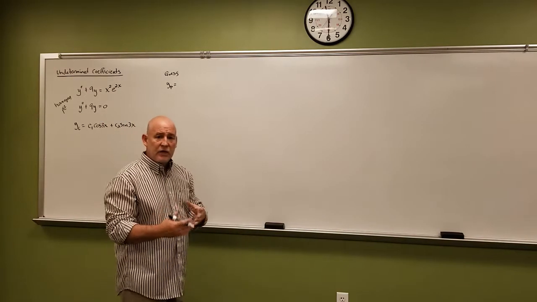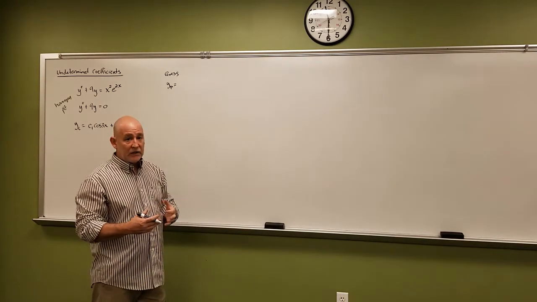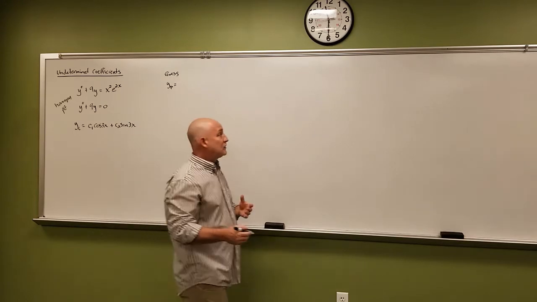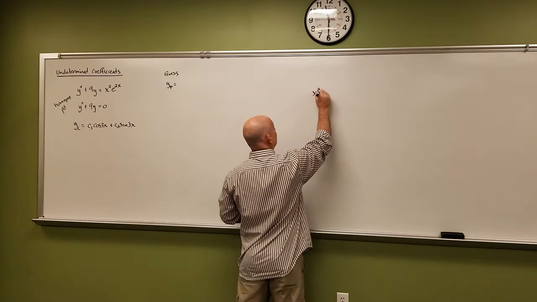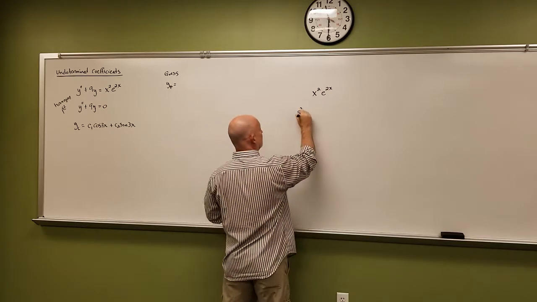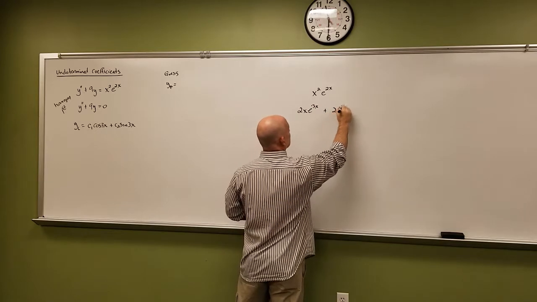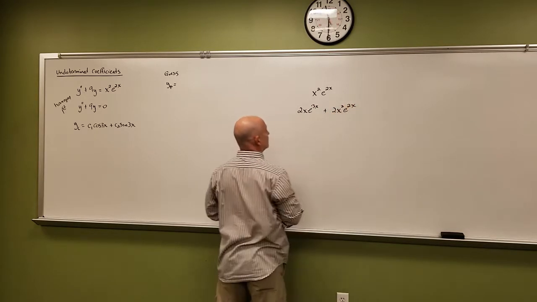So a lot of times your textbook will give you a table on how to represent these, but if you're not sure, you can always take just a few minutes and go over to the side and start doing derivatives real quick. So if you have x squared e to the 2x, start doing derivatives real quick. So I'd have a 2x e to the 2x plus 2 x squared e to the 2x, right? That's just our product rule.